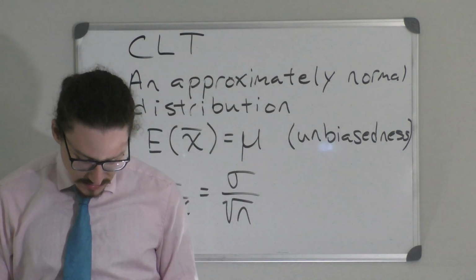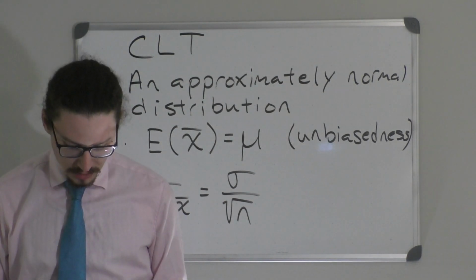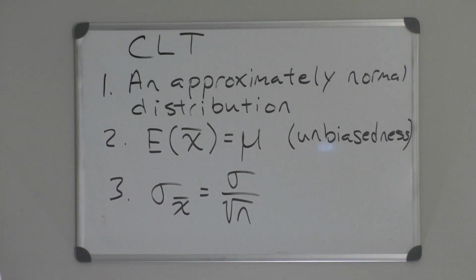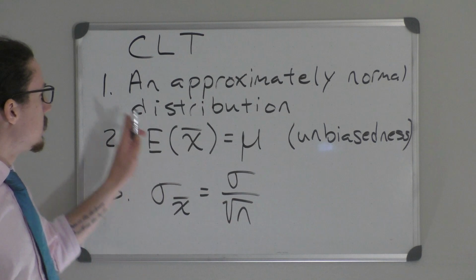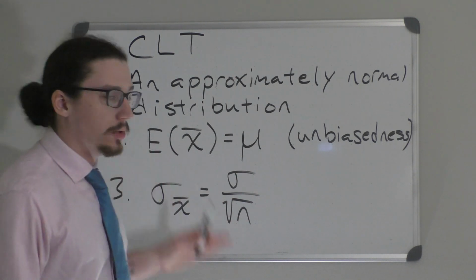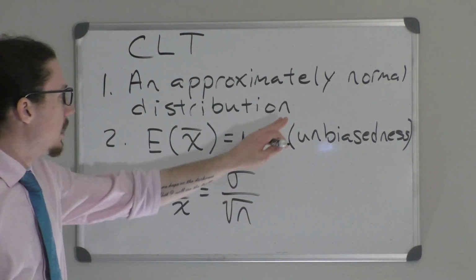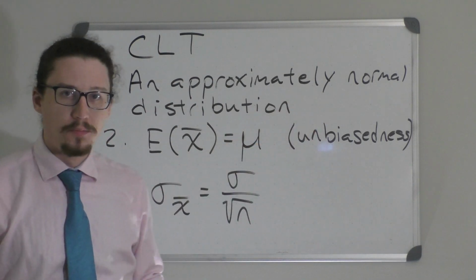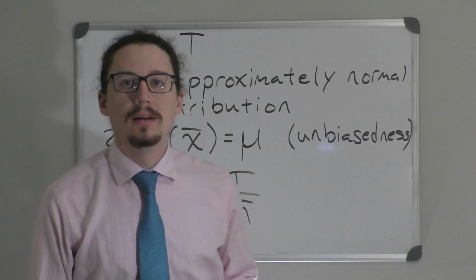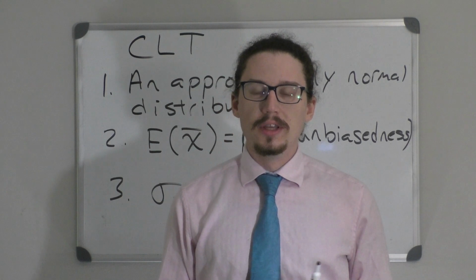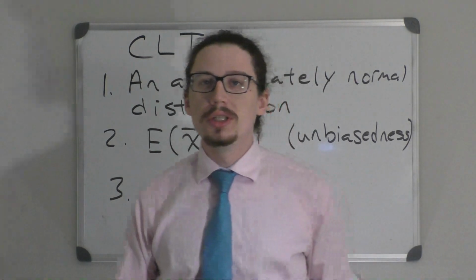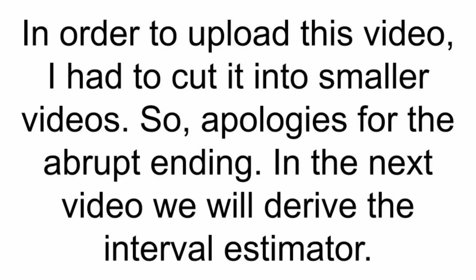All right, so why is this important? Because the distribution of our sample mean is approximately normal, we can use the standard normal distribution to help us create this interval.